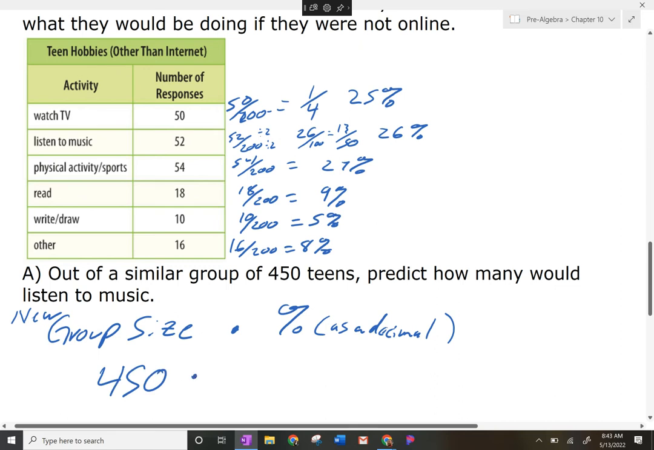times. It says listening to music. What was my percentage for listening to music? How do I write 26% as a decimal? 0.26. So I'm going to take 450 times 0.26.